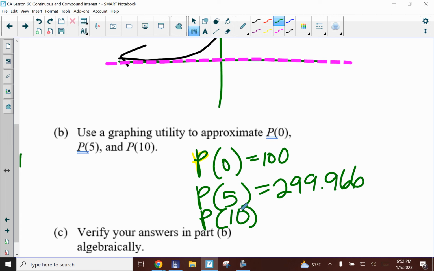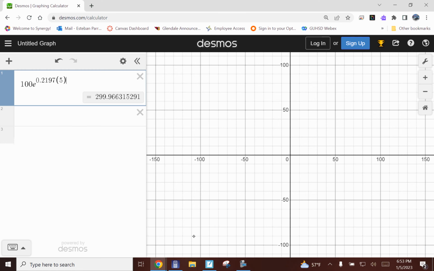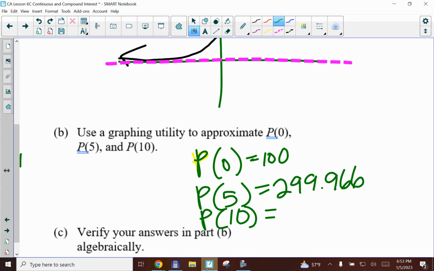So how much bacteria will there be after 10 hours? So we go into Desmos. That's not Desmos again. Go into Desmos, go up to that 5 and change it to a 10. The answer is 899.798.